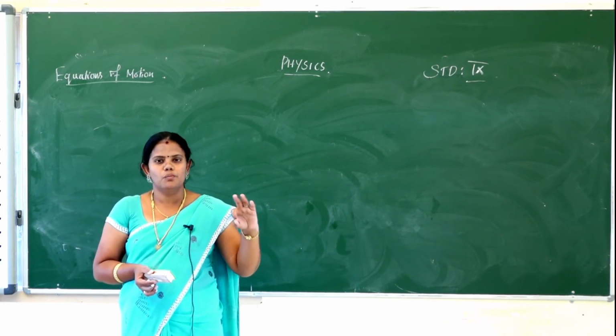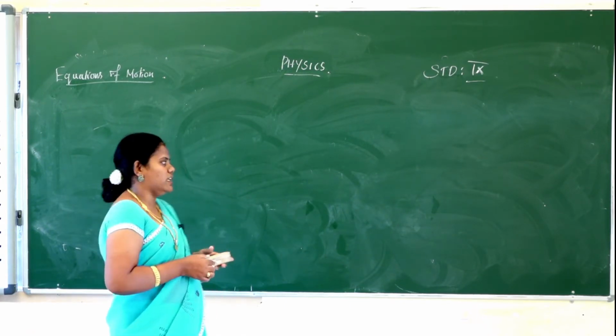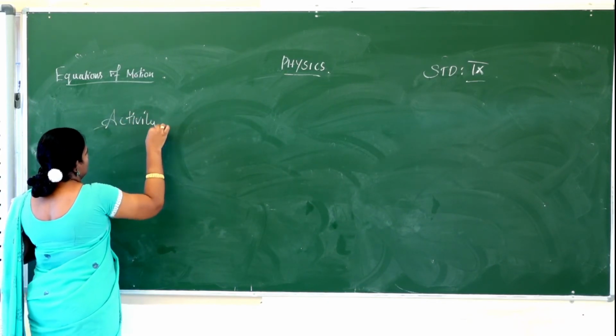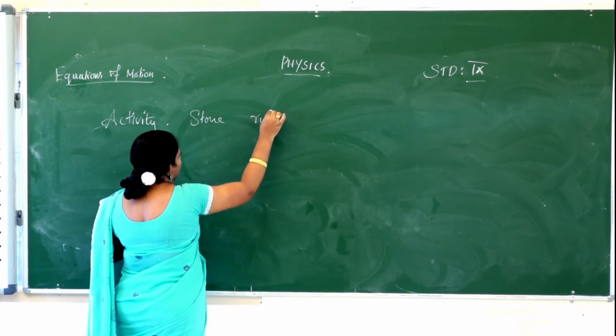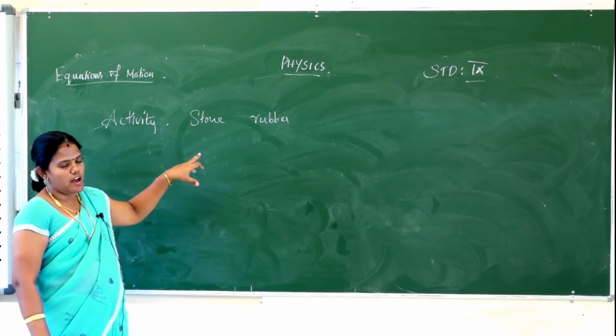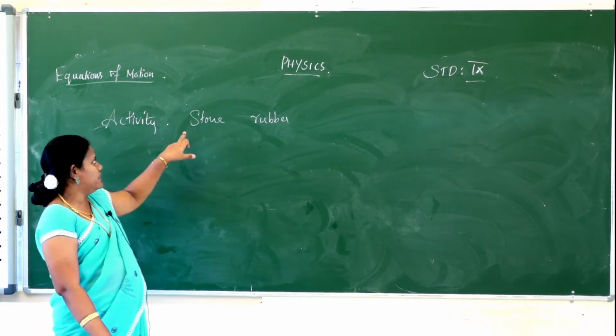Try these three with air present. Air resistance is offered. First activity, activity 1: stone and rubber. The air offers higher resistance on the rubber than on the stone.